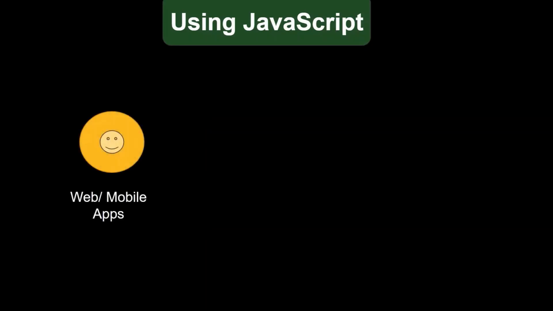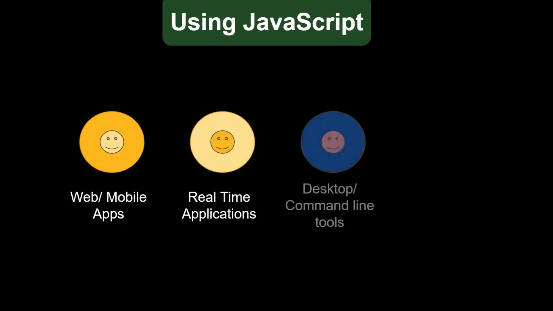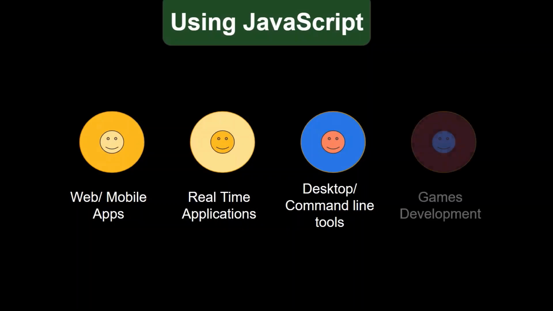In today's world, JavaScript is all over the place. If you want to build web or mobile applications or real-time chat applications, you can. You can also build desktop applications with Electron.js, which is a JavaScript library for building desktop applications, or even games. So now you must have realized how important it is to learn JavaScript.